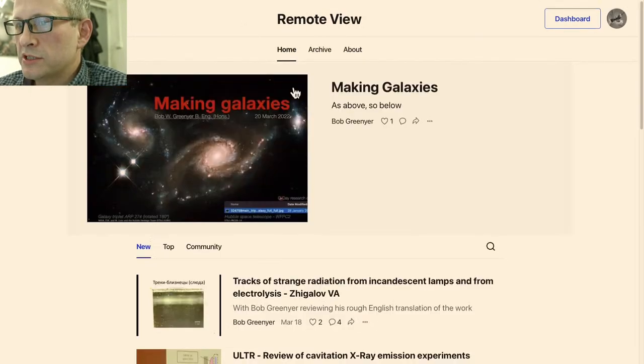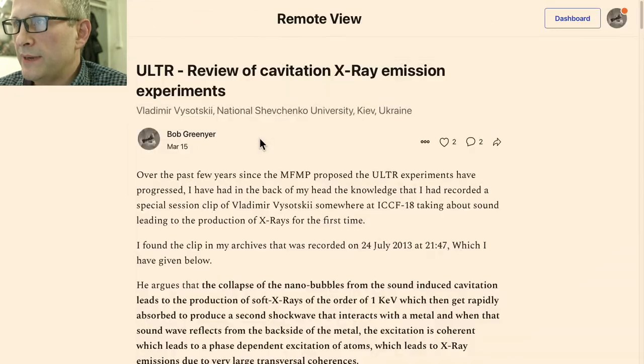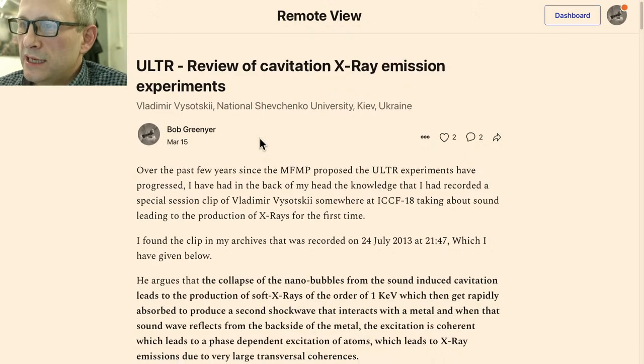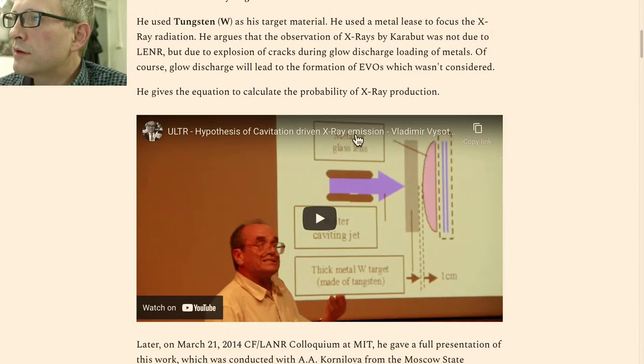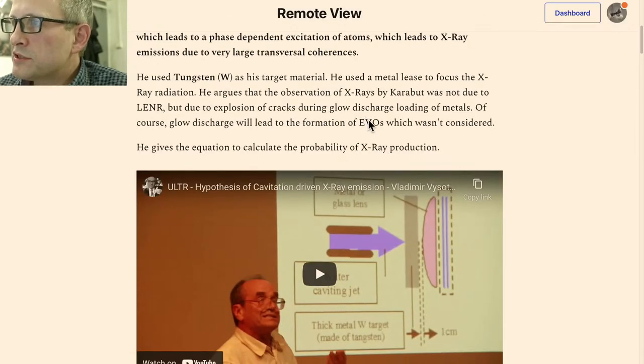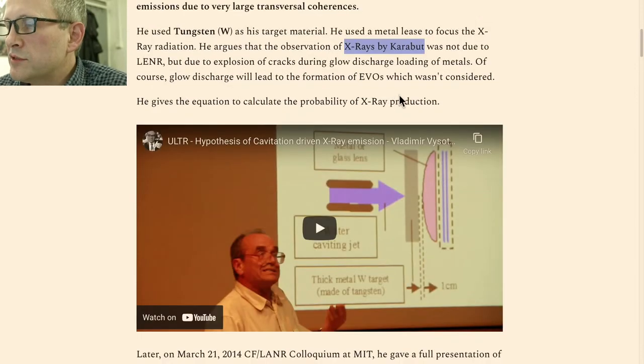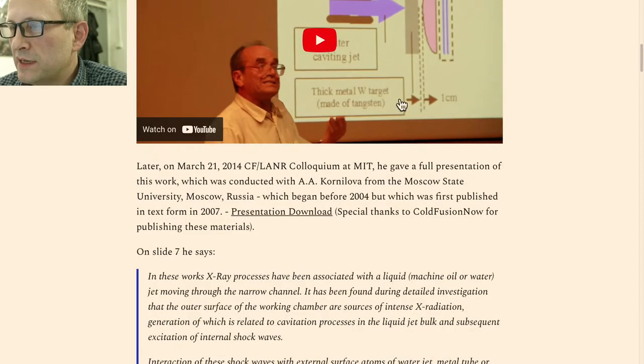But if I go back, I just want to talk a little bit about this review of cavitation X-ray emission experiments. And essentially, Vladimir Vysotsky, who lives in Kiev, Ukraine, was trying to explain, with his Russian colleague Alla Kornilova, the X-rays seen by Karabut. They did experiments starting in around 2004. They first published in 2007.